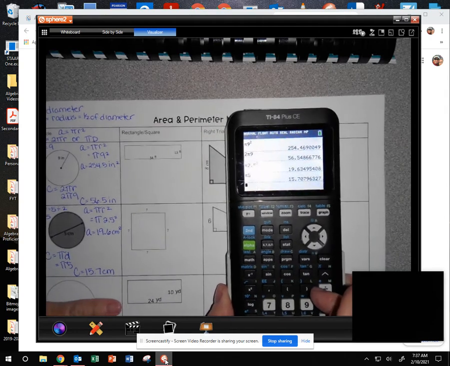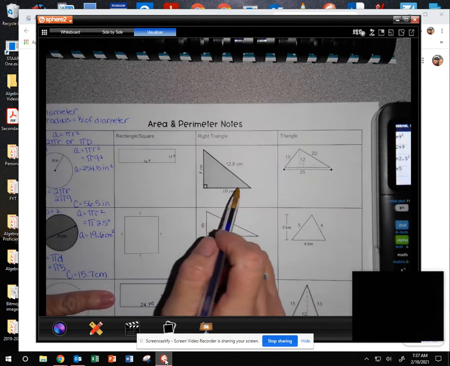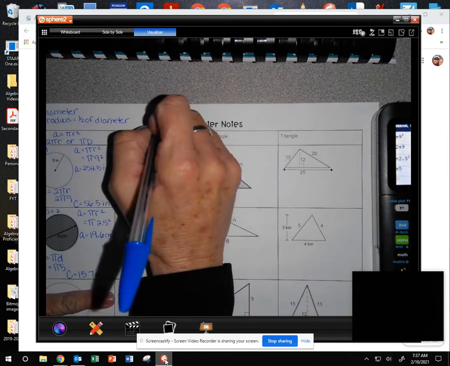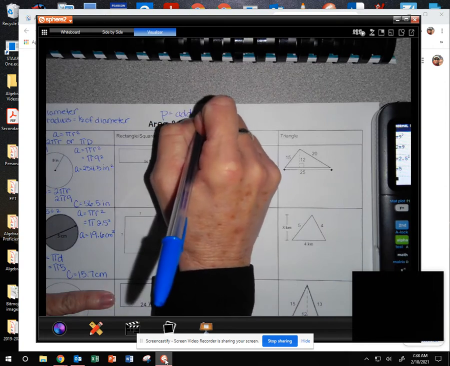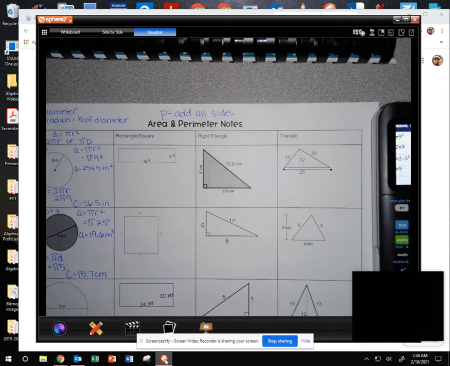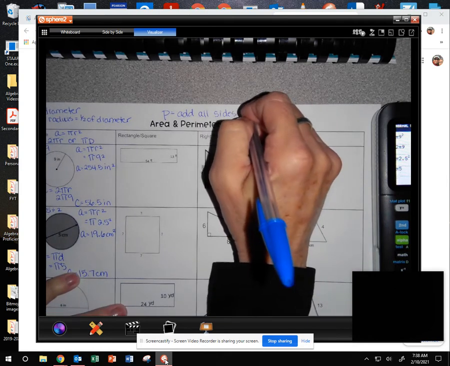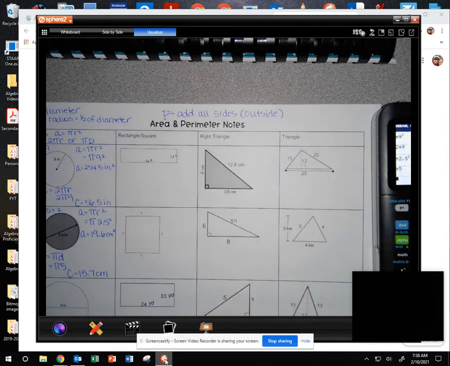Okay, so let's look at rectangles. Now, when I have these other three shapes and I'm talking about perimeter, perimeter just means to add all the sides. Okay, now when I say all the sides, I'm talking about all the sides that are on the outside of the shape, whether it's a rectangle, a square, a circle, any of those.